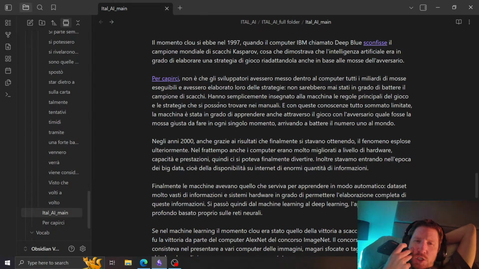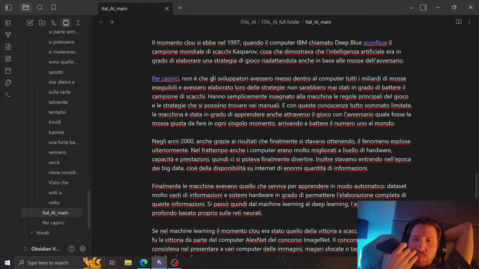Per capirci, non è che gli sviluppatori avessero messo dentro al computer tutti i miliardi di mosse eseguibili e avessero elaborato loro delle strategie. Perfetto. Quindi in inglese potresti dire qualcosa tipo to make it clear, it's not that the developers had put all the billions of executable pieces inside the computer and had elaborated strategies on them. In questo modo mantieni il senso del congiuntivo adattandolo al contesto inglese.